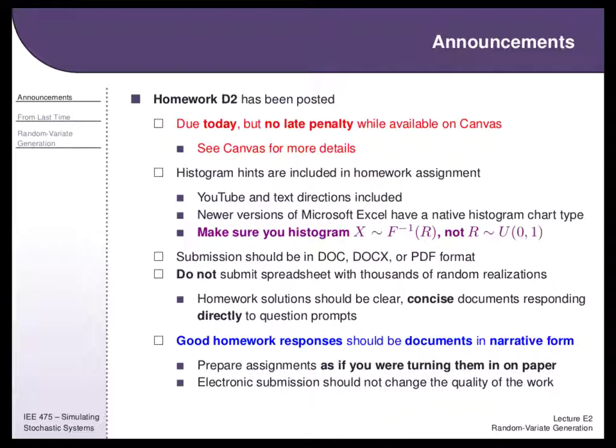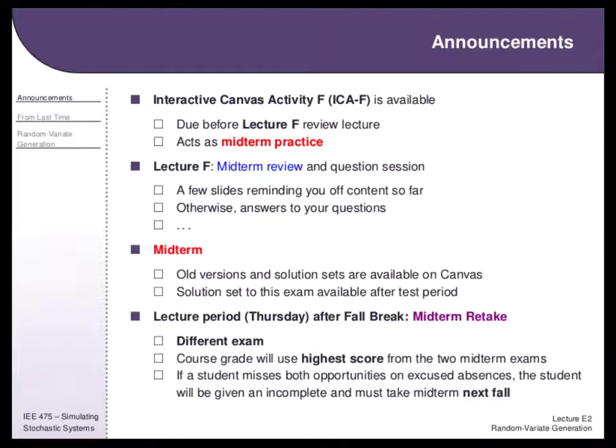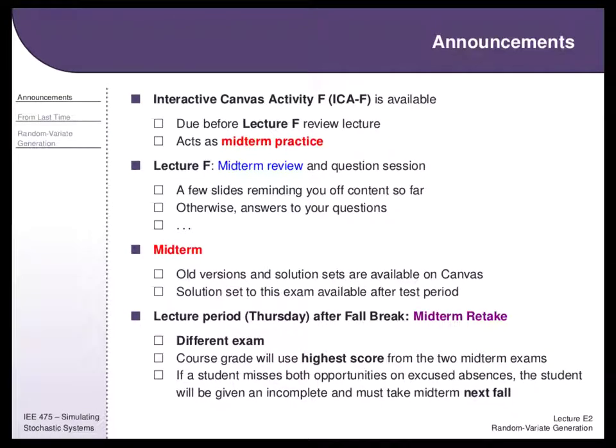We're grading online. We try to streamline things, but it can be very difficult if it's very lightly written. So as you put this together, make it almost like something you would submit at a job, more like a report than something you'd quickly do on a midterm. Speaking of midterms, there's an ICA that will be available until Thursday before the lecture, and it's meant to be a midterm practice.